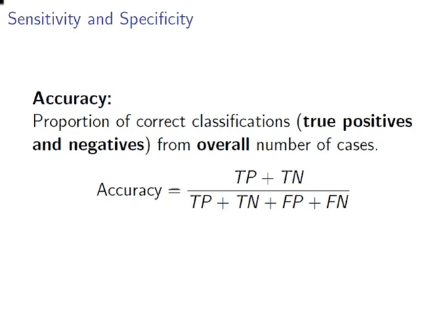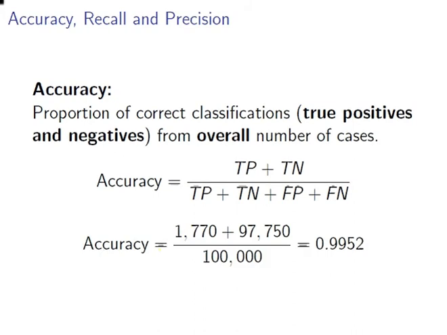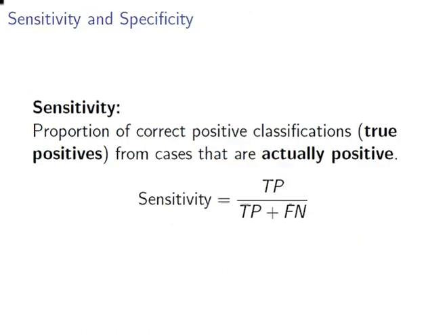Accuracy, just going back to that, is just a quick remark on the total number of correct classifications from the overall number of cases. In that last example, we had 1,770 correctly identified as sick and 97,750 correctly identified as healthy. Altogether, that meant that there was 99.52% correct diagnosis. But the other two metrics are more important.